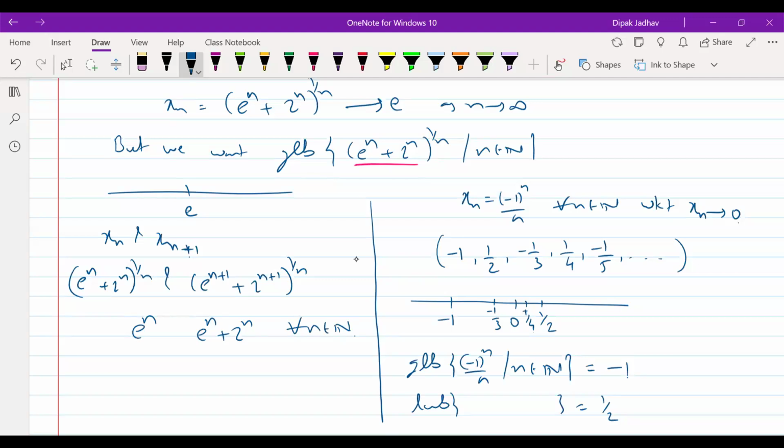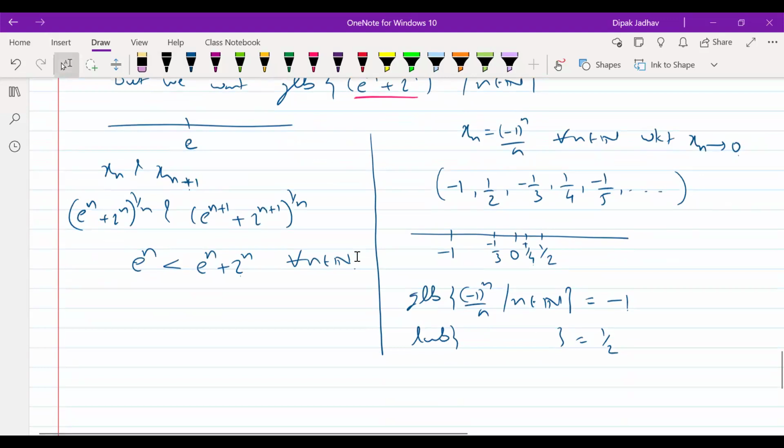Which one is bigger and which one is smaller? e raised to n plus 2 raised to n is bigger, because something positive is getting added. So I can say e raised to n, in fact, is strictly bigger. It's not even equal at any n. Is it okay?